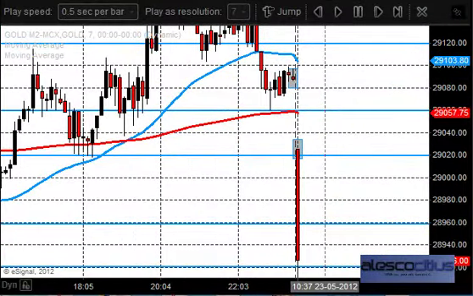Good morning. In this presentation, we are going to see how we can trade in MCX Gold today. Before looking into that, let us see what happened yesterday and what we expected yesterday. Yesterday, gold market opened around 29,020.